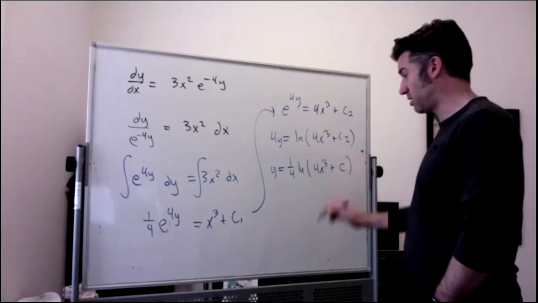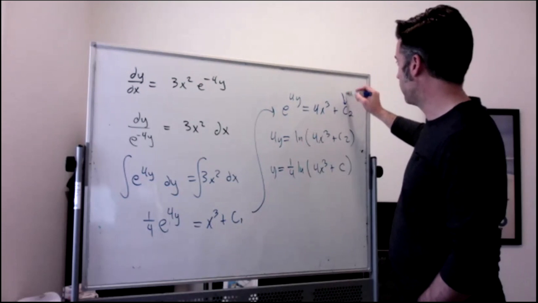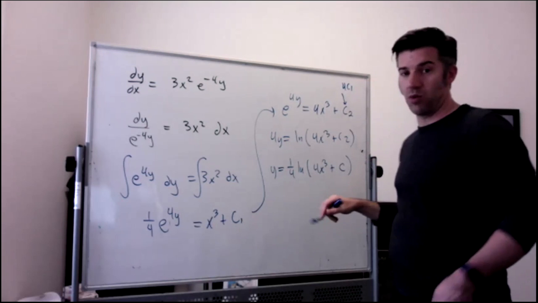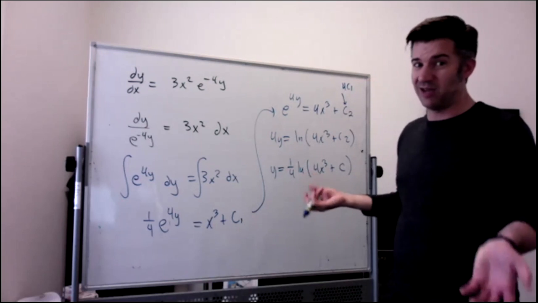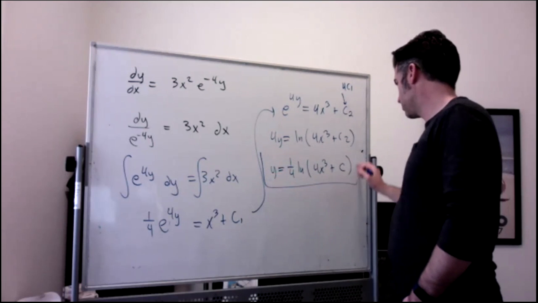But I'm just going to call it a constant. So really, when I multiply a constant by a number, that's really 4c1, or add to a constant or subtract from a constant, I usually just call it the same thing. It's pretty standard. So there's your answer.